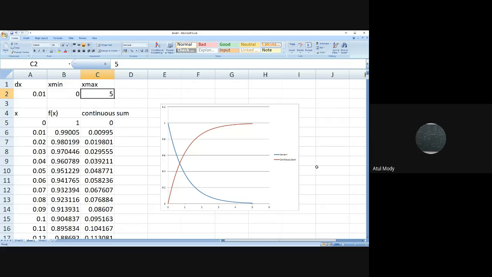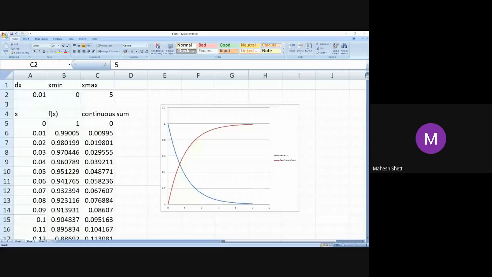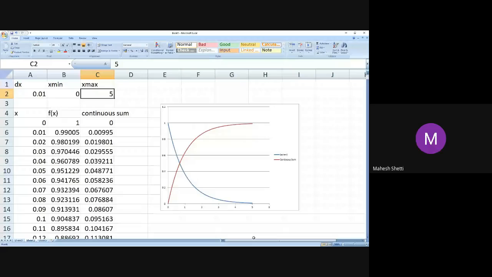Mahesh. Yes. If you do e raised to minus x from 0 to 5, you'll get 1 minus e raised to minus x. So basically, that one shift is because of that, because you are putting that limit from 0 to 5. I'm not saying it is wrong. I'm just pointing out for everybody that it's coming because of the limits of integration.